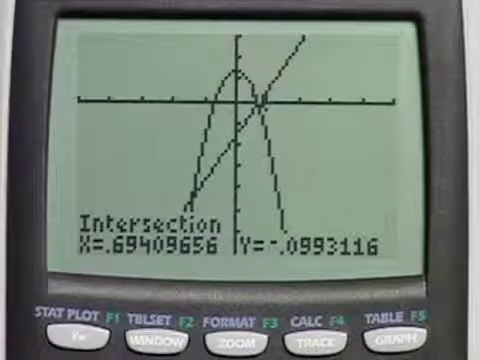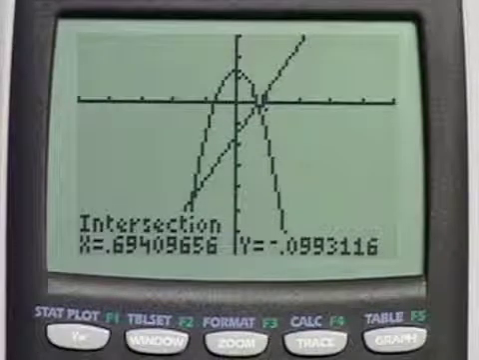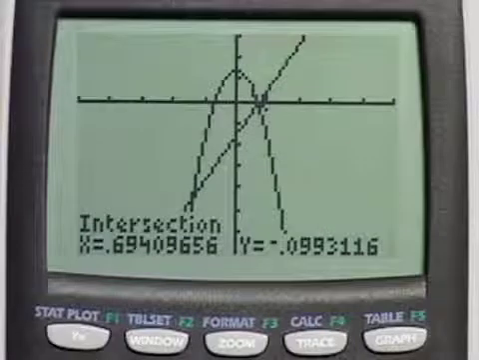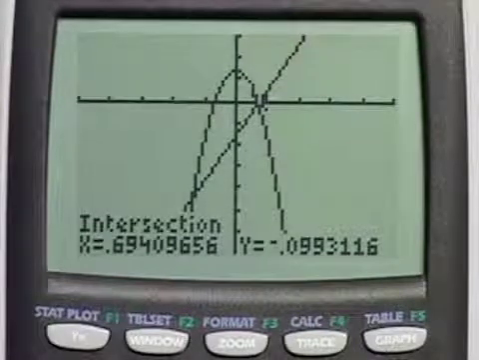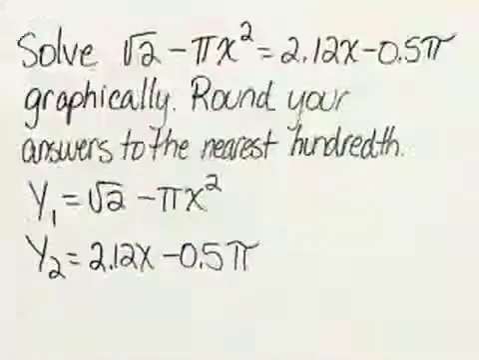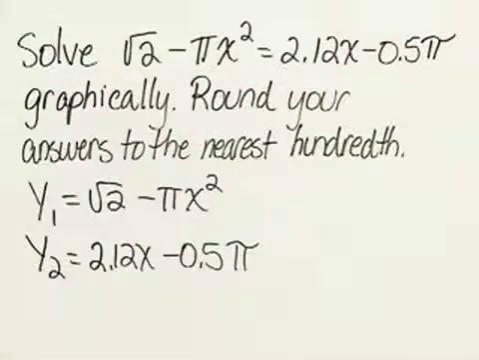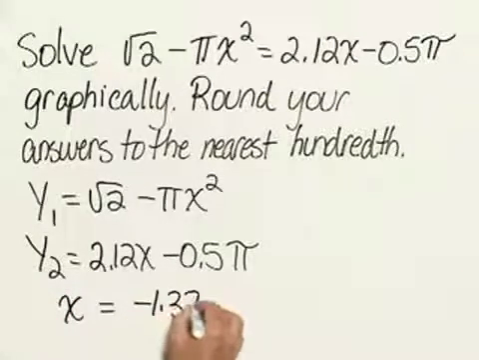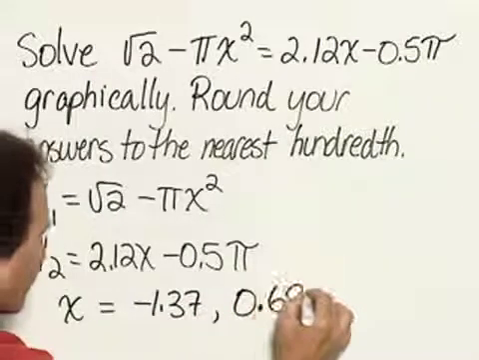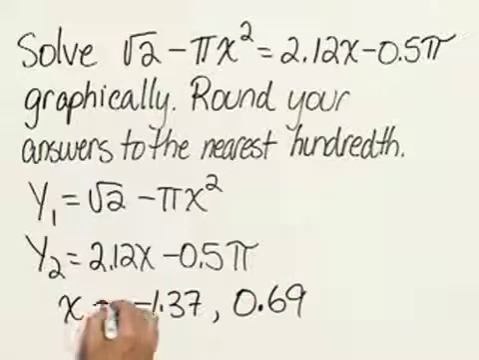Again, we're only interested in the x value of this intersection, and we're to round it off to the hundredths, so x is approximately equal to 0.69. All right, so let's write those solutions on the board. X will be equal to -1.37, comma 0.69. And actually, that's approximately equal to, since we rounded to the hundredth.